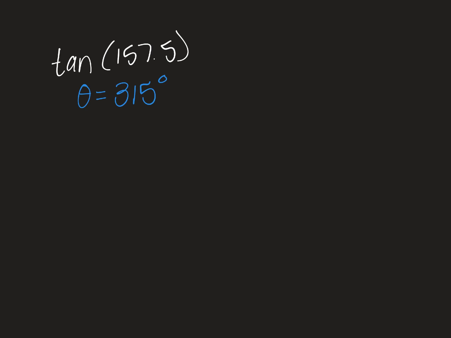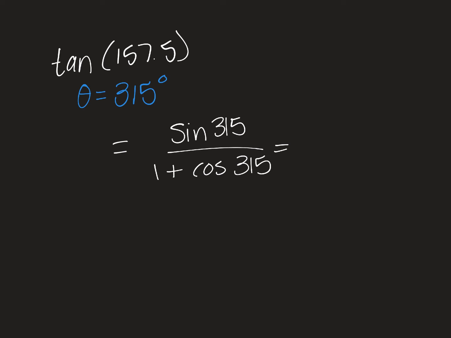All right. So I'm using sine of 315 over 1 plus cosine of 315. So sine of 315 is negative square root of 2 over 2, right? You guys have unit circles in front of you. Okay, so on the bottom, we're going to get a common denominator, making that 1 into 2 over 2.